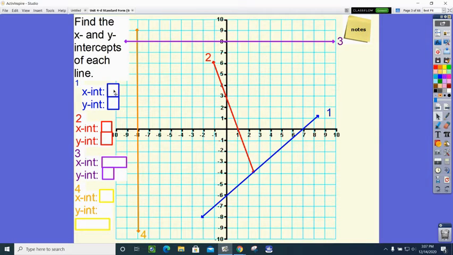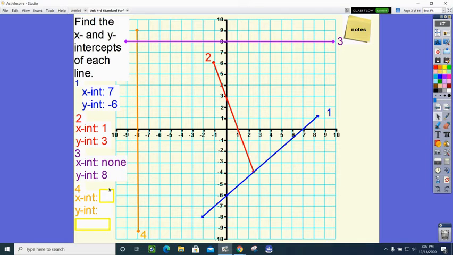The x-intercept of the blue line, line number 1, it crosses the x-axis at 7, right there. And the y-intercept would be -6. Line 2, the x-intercept crosses at +1 right here, and it crosses the y-axis at +3. When we look at this horizontal line, it has a y-intercept of 8, but it never crosses the x-axis, so it does not have one. Make sure you don't put 0 here, because 0 would be a number that it's crossing.